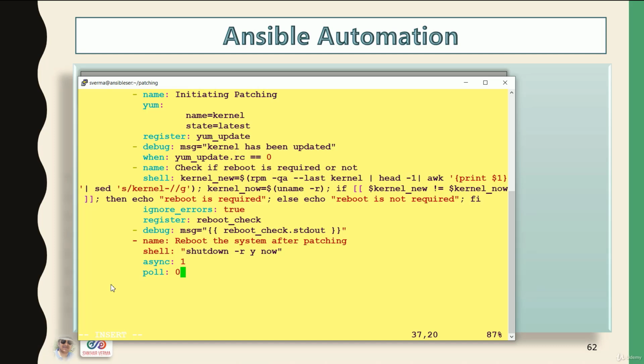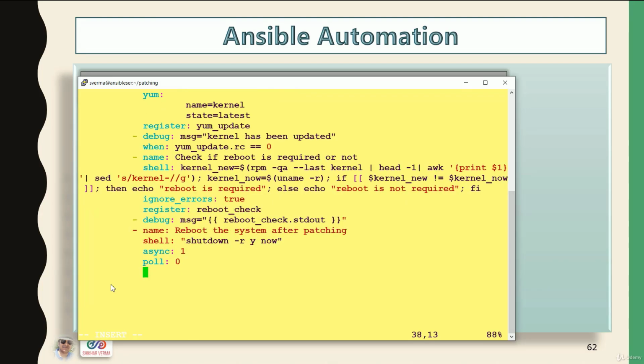So 0 means fire and forget. If you do not need to wait on the task to complete, you may run the task asynchronously by specifying a poll value of 0. So I'm putting 0 here. Now what will happen? It will just reboot your system and immediately move towards your next task.